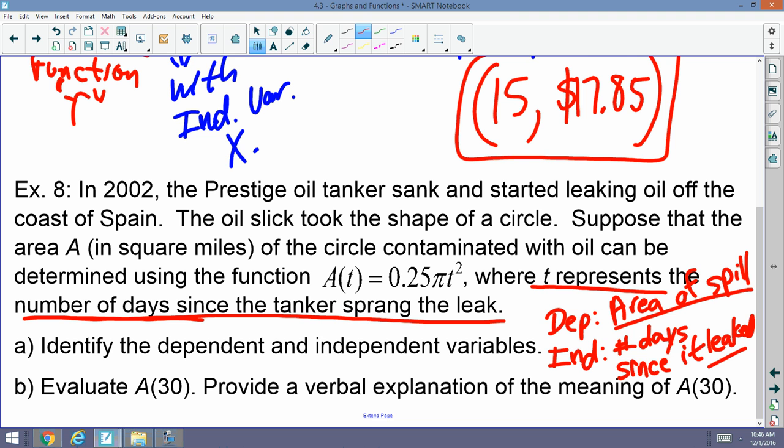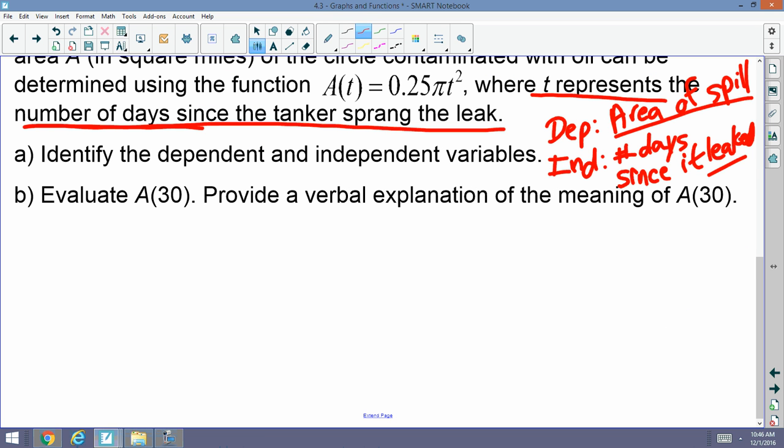Thank you, my brother. And now, last but not least, evaluate A of 30. Well, we need to plug it in. So what am I replacing here? Am I giving you the dependent or the independent variable? Am I giving you the area or the days since the spill began? I'm giving you the independent, the days since the spill began.